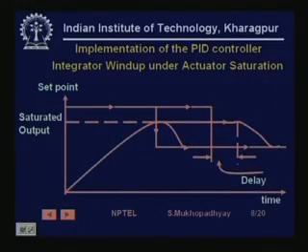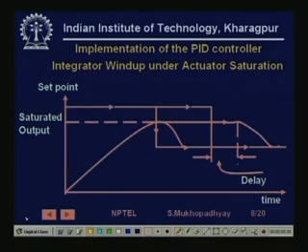Let us look at this case very carefully. Suppose the maximum possible output that the actuator can produce is this. Here it saturates, it cannot produce any further output, but a set point is given which is higher than that. So the actuator naturally cannot give enough input corresponding to this set point. The output will rise and then saturate, it cannot increase beyond this point, and this amount of error will exist.